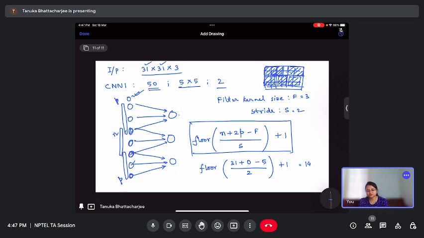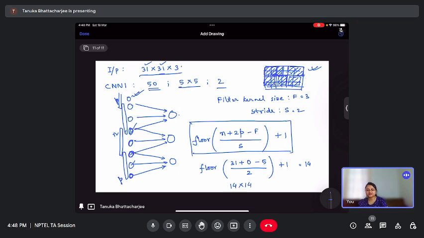Next, if you again advance the kernel by 2 steps, it will be placed here, but now the kernel cannot compute the output because it does not have 3 numbers. So, in this case you will get a fraction, and you should take a floor of that. This dimensionality reduction will happen in both dimensions, so this 31 will go to 14.